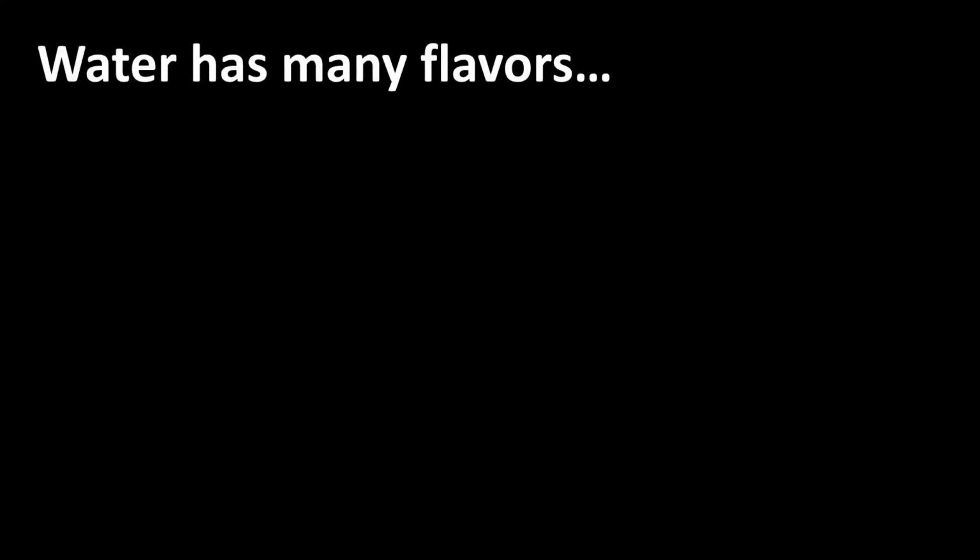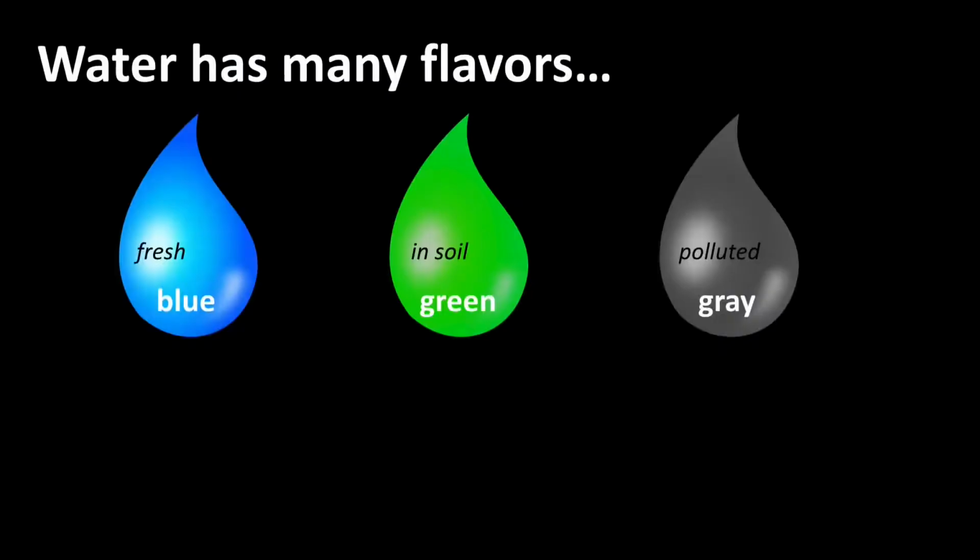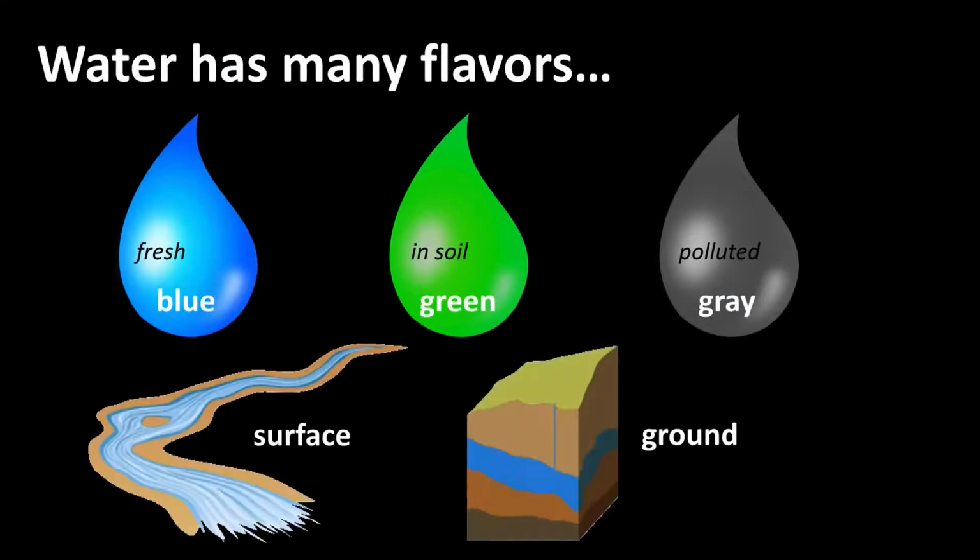And that is because water has flavors. And I don't mean this. What I mean is water can be said to be blue, green, or gray. Blue water is the water that most of us think of when we think of water. It's what comes out of your tap. It's what's sitting in Lake Michigan. Green water is the water that came down as rain and ended up in the soil or the plants.